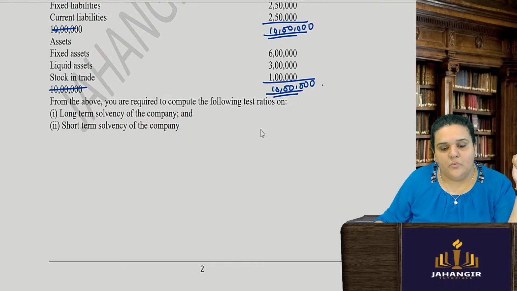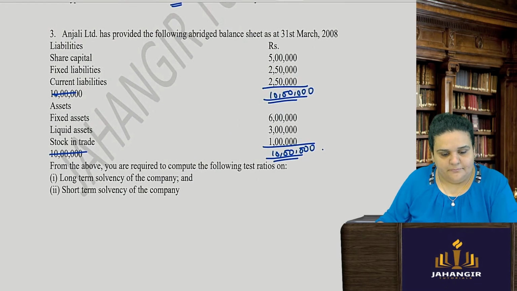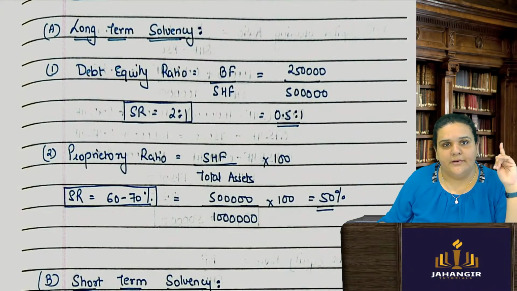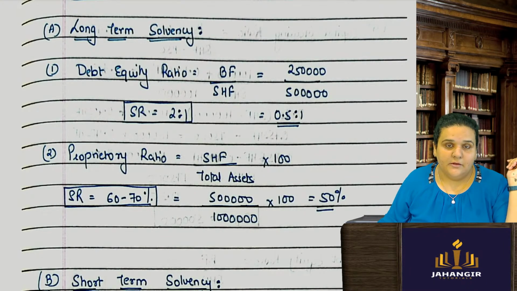You are required to compute the following test ratios: long-term solvency of the company and short-term solvency. Fine. Long-term solvency, I will be able to calculate my debt equity ratio. I'll also be able to do my proprietary ratio.